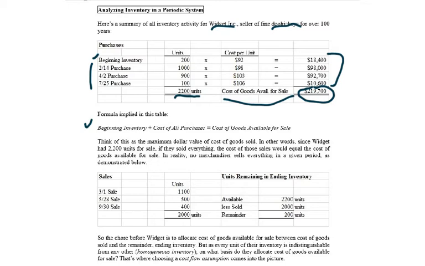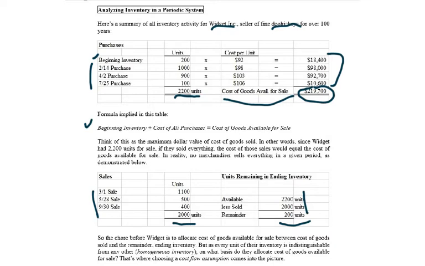Reality is, of course, they're not going to sell everything, as you will observe down here in the sales section I put together. So we had 3 sales during the year. And of course, they only sold, again, not everything, 2,000 of the 2,200 units, which means they had 200 units as a remainder. This is the basic math there, available less sold.